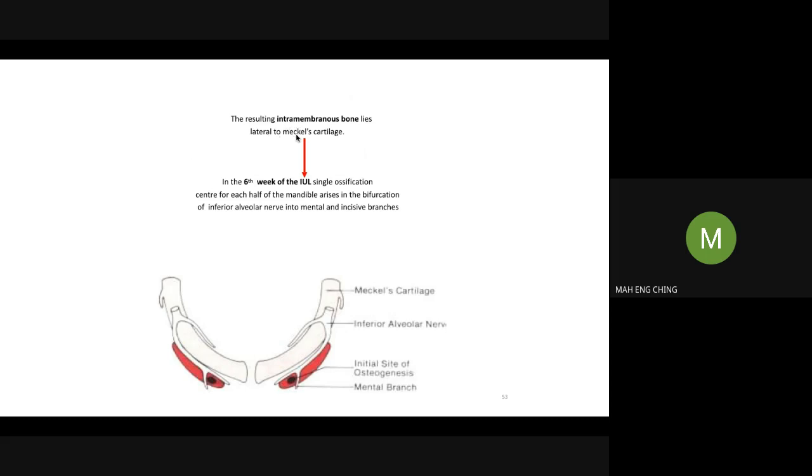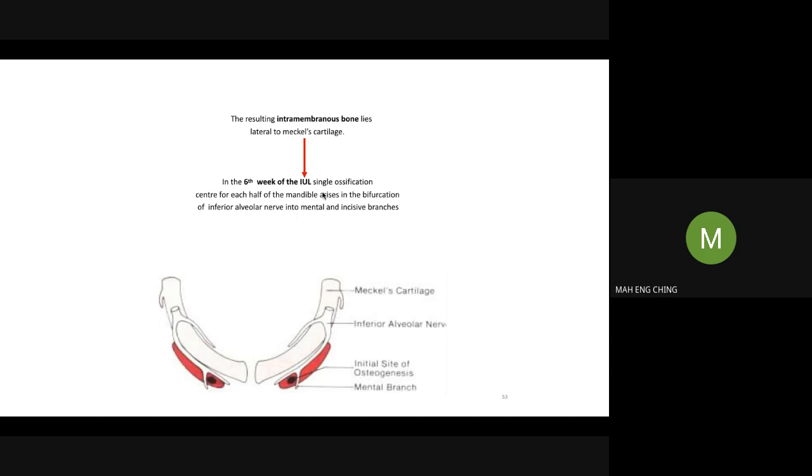So the result is intramembranous bone lateral to Meckel's cartilage. You see this white color is Meckel's cartilage, and the red color is the new bone formation. So you see the bone formation is lateral or on top of this cartilage, but it's not within the cartilage. It's only forming at the side of the cartilage. You use this Meckel's cartilage as a template, then it forms the bone on top. So it's still considered intramembranous, not endochondral.